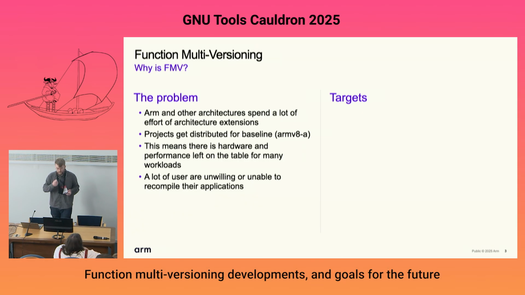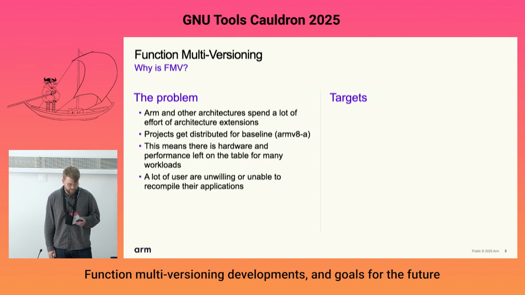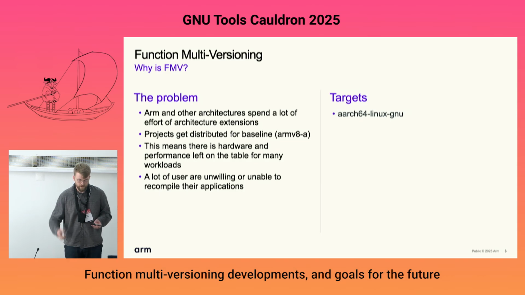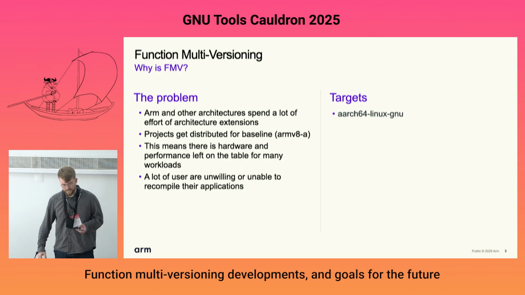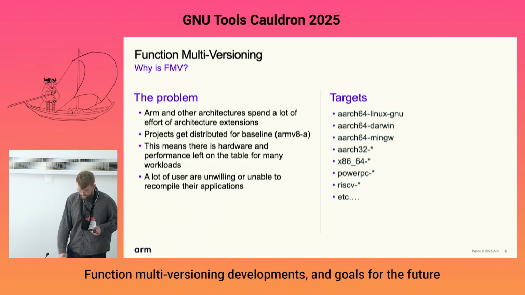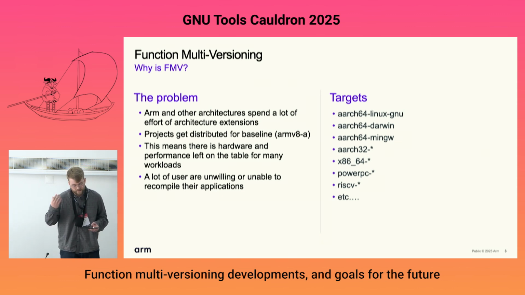What is functional multi-versioning? So the problem is that when you're distributing a project, if you distribute source code, then you make your lawyers sad, and you make your clients sad because then they have to compile it themselves, and they don't like that. And so we end up saying to anyone who wants to distribute code, please compile your code for the major targets: AArch64 Linux, AArch64 Darwin, AArch64 MinGW, AArch32, and the other targets that I'm reliably informed exist.